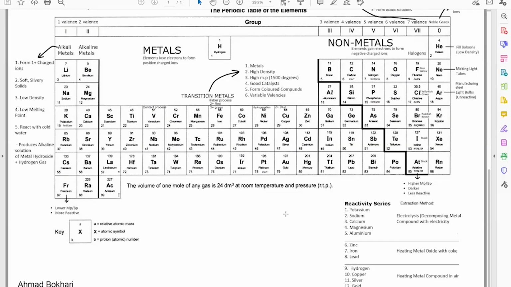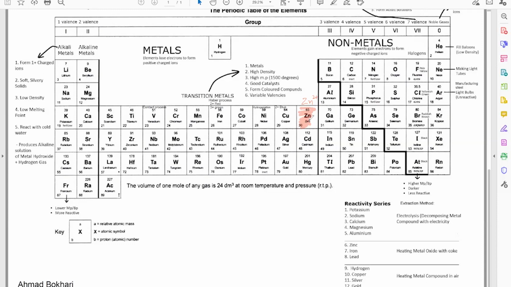Now, what are not transition metals? So there's one in particular that you need to remember, which is not transition: zinc. Not a transition metal. Why? Because zinc always forms zinc positive 2. That's it. Okay? So zinc is always positive 2. It doesn't form any other, which is why zinc is not a transition metal.